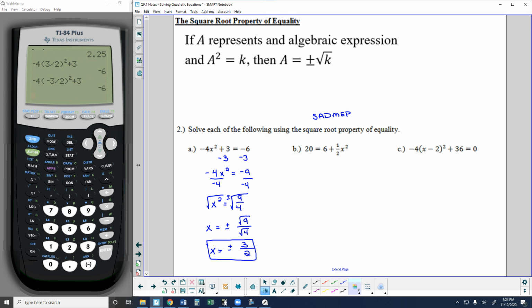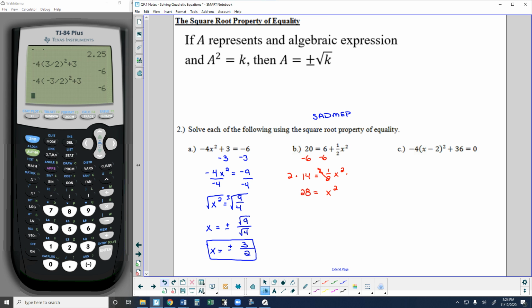I have my x squared over here on the right side of the equation, so I'm going to leave it there and move everything else to the other side. I'm going to subtract 6 first. So 20 minus 6 would be 14, which is equal to 1/2 x squared. Now I want to get rid of this 1/2, so I would multiply by 2. They would cancel each other out, so I need to multiply both sides by 2. So 28 is equal to x squared.